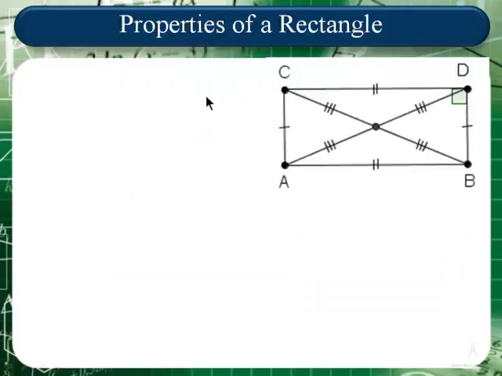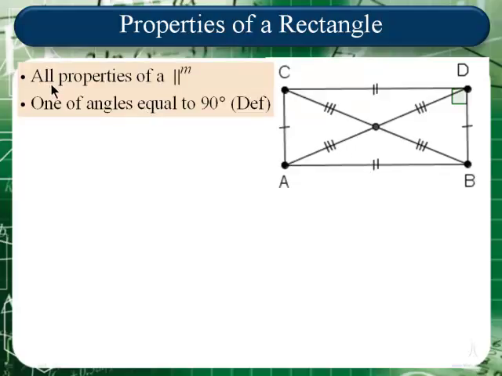Let us consider the properties of a rectangle. Now here is a rectangle. I've tried to summarize all the properties of the rectangle in the sketch. Now of course the definition says that it must be a parallelogram, so therefore it must have all the properties of a parallelogram. So in other words, pairs of opposite sides are not only equal but also parallel.